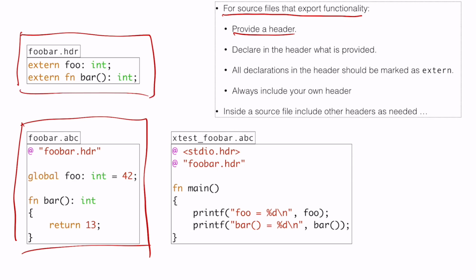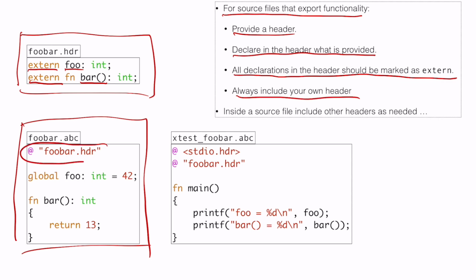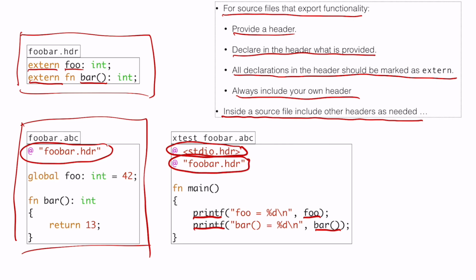So this is done. Declare in the header what is provided. Well, we provide this global variable foo and this function bar. All declarations should be marked as extern. Done, done. Always include your own header. Done. Inside the source file, include other headers as needed. Well, for example, here in the source file, we use printf here and here. So that's why we have to include standard IO. And we also use this global variable foo and this function bar. That's why we also include this header file.